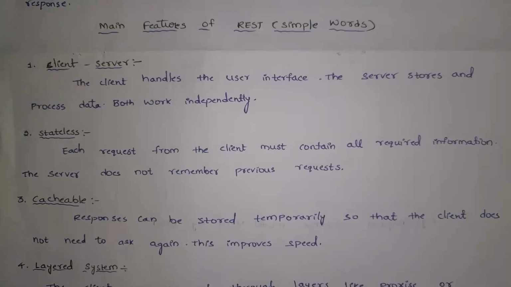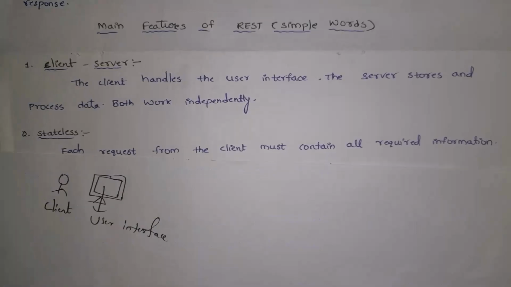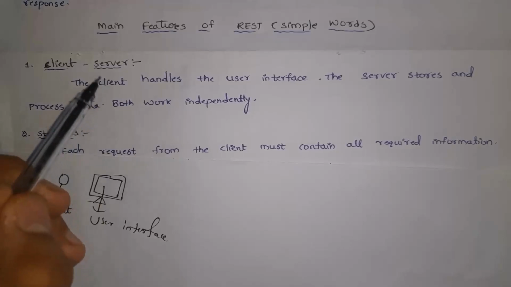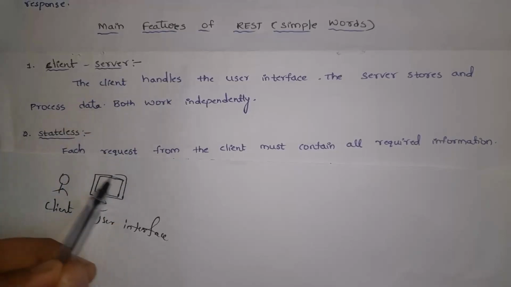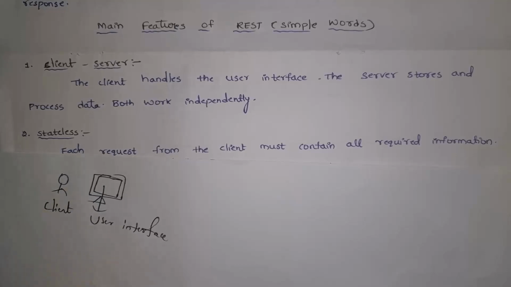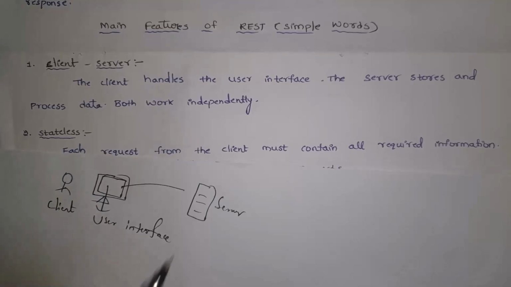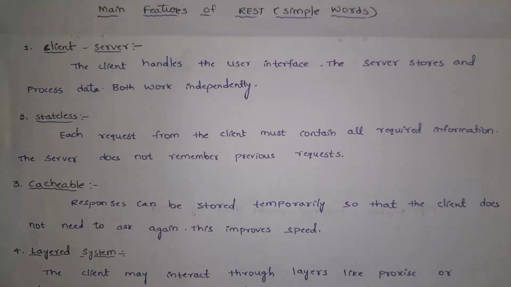And the first one is client-server. The particular software that the client is using in order to communicate with the IoT device, we call that software the user interface. Here the client is using a web-based user interface. So the client handles the user interface, whereas the server will store and process data. And both are independent.